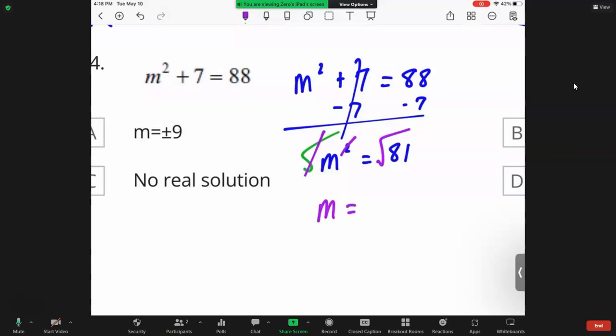So what is the square root of 81? Well, the square root of 81 is 9, a positive 9, and a negative 9. That's why they put plus minus 9 here.